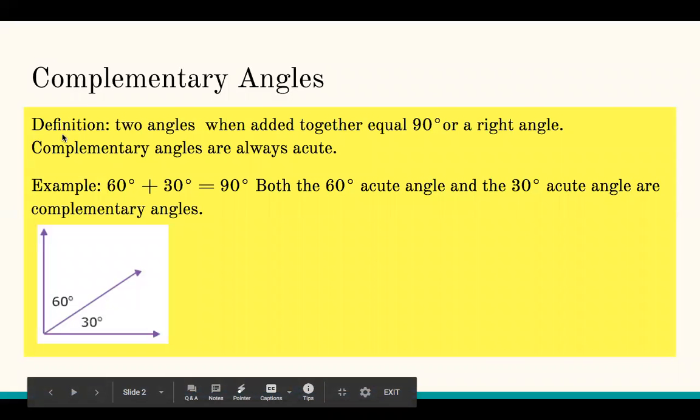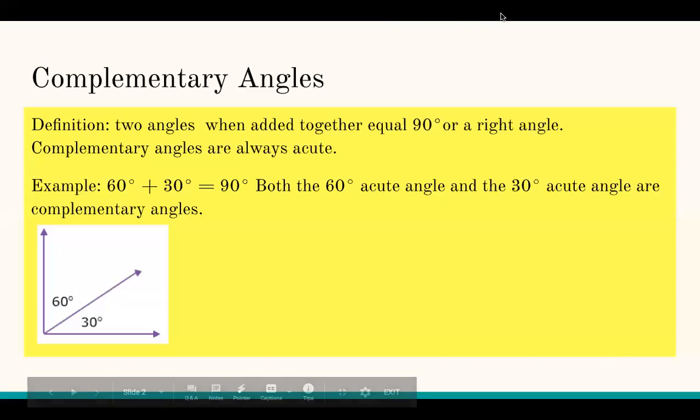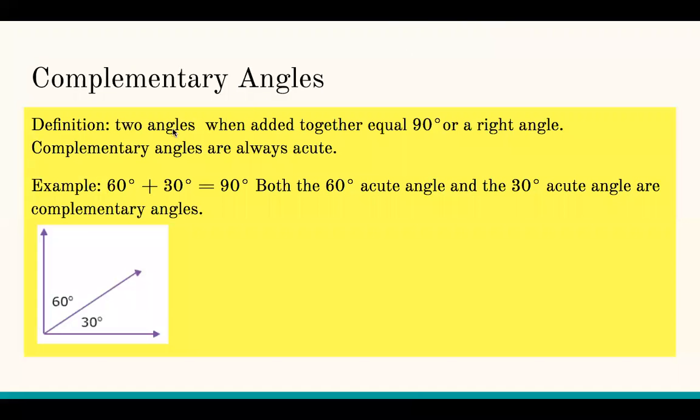And so here's a definition for you. Complementary angles are two angles that, when added together, equal 90 degrees, or a right angle. And complementary angles are always acute. So we talked about acute angles means they're small, they're less than 90 degrees, right? So in order for angles to be complementary, they have to be acute, they have to be less than 90 degrees, because when you add those two angles together, they need to equal 90 degrees.